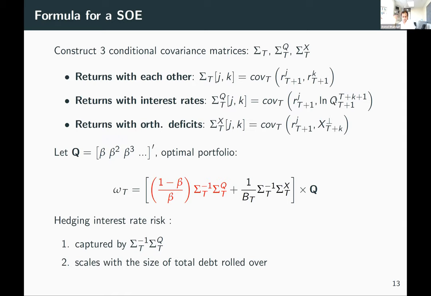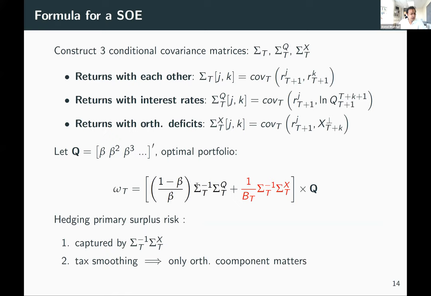That's kind of easy to understand. If there was no debt which the government had to roll over, it doesn't need to care about interest rate risk. So as debt goes to zero, the second term becomes more significant, and when the debt is large, the first term becomes relatively more significant.